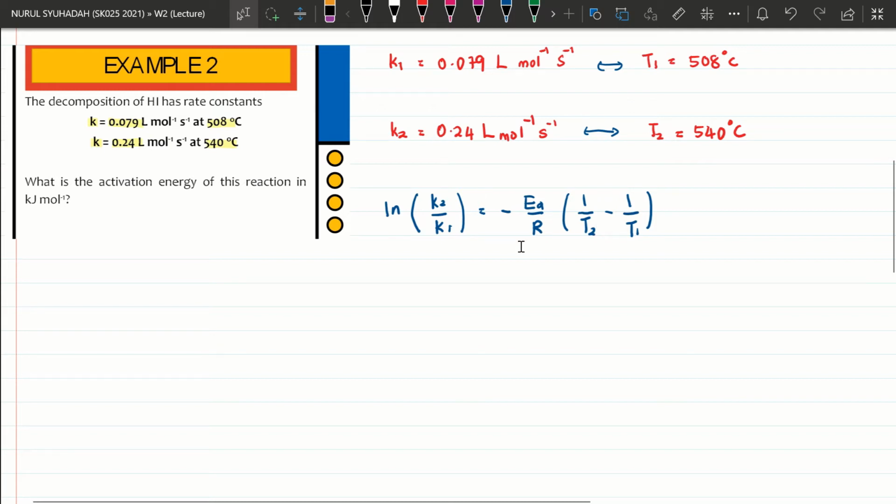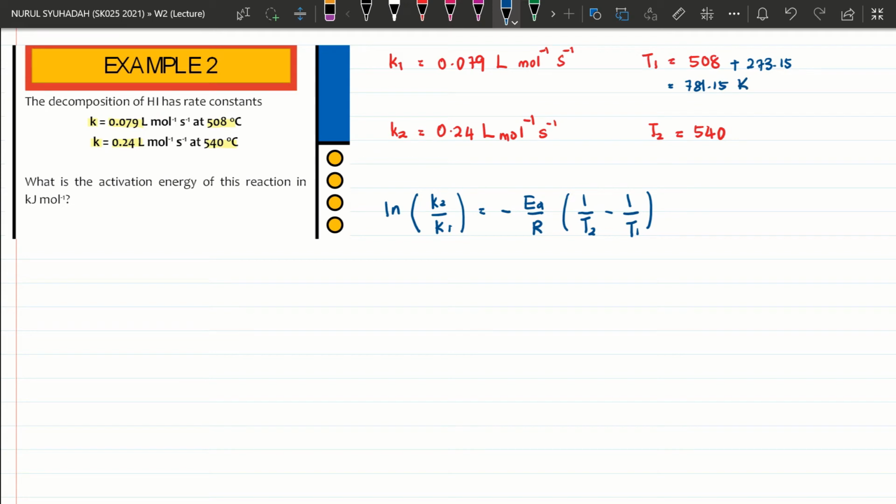Before we put all our values into the equation, you need to make sure that the temperature is always an absolute temperature, meaning it should be in Kelvin. So change the temperature to Kelvin by adding 273.15. Here you will get the temperature as 781.15 Kelvin, and temperature 2 plus 273.15, so we will get the temperature as 813.15 Kelvin.